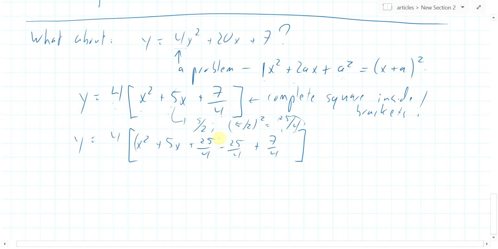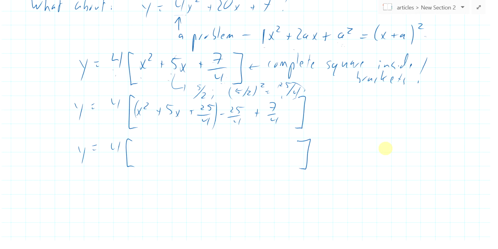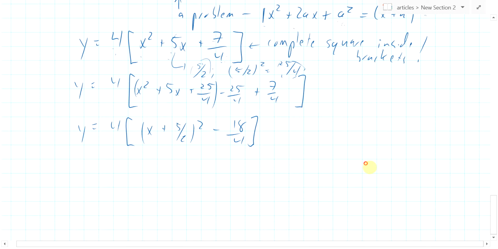And as always happens when you do that, the first three terms are a perfect square. So this is y equals 4 times, and we'll leave our big square brackets there because we're just playing inside the brackets. X squared plus 5x plus 25 fourths, that's x plus 5 halves, quantity squared. Minus 25 over 4 plus 7 over 4, where they have the same denominator, so I just have to add the numerators. Minus 25 plus 7 is minus 18. And I guess I can move this square bracket in closer. There we go. Great. And now just distribute the 4.